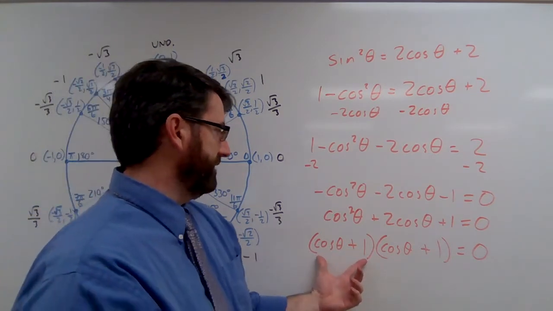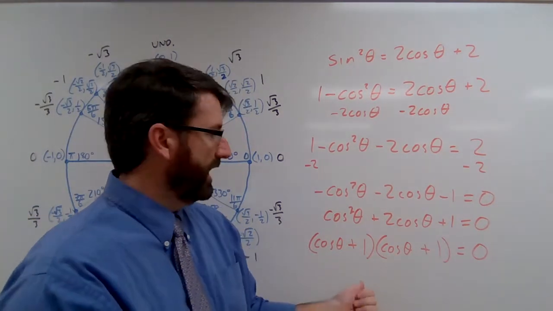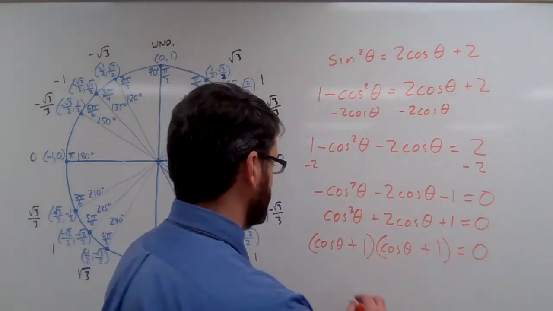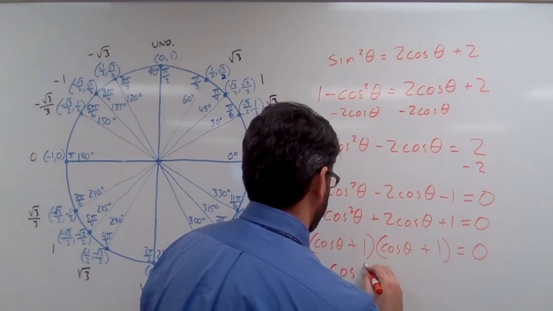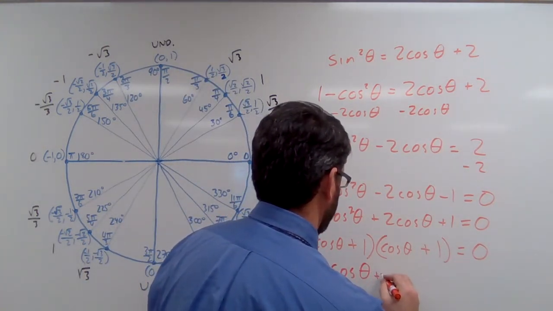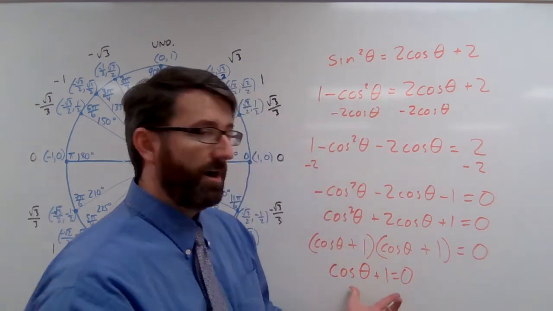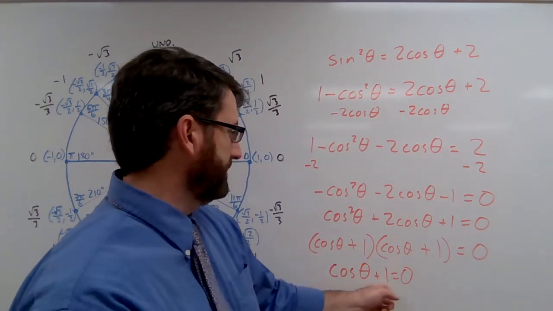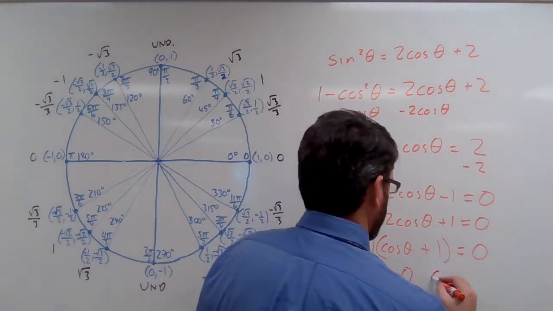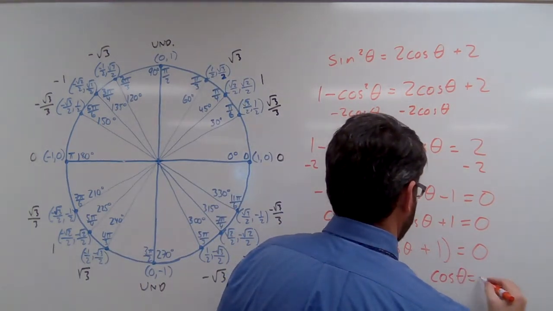Now notice that both of these factors are the same. So we can just set one of them equal to 0 and solve from there. So if cosine theta plus 1 equals 0, cosine theta is equal to negative 1.